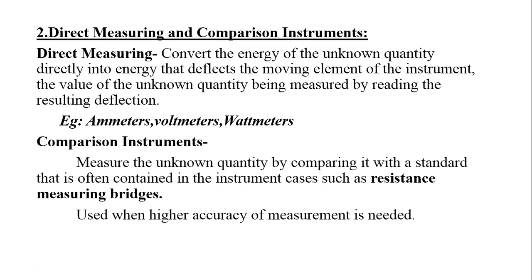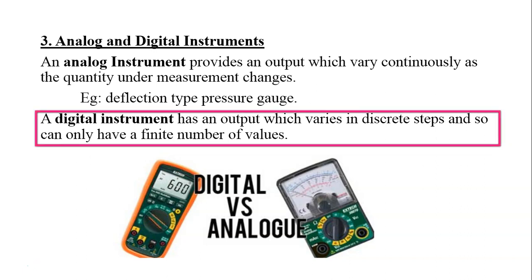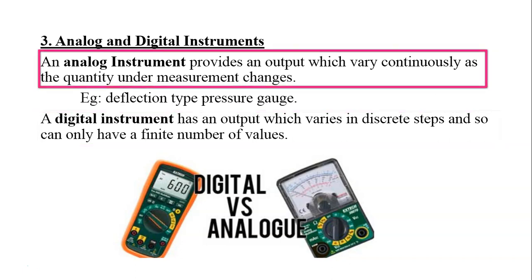The next classification of instruments is analog and digital instruments. From the figure we can see what an analog instrument and a digital instrument are. A digital instrument's output will be in discrete steps or in terms of a finite number of values, whereas an analog instrument provides an output which varies continuously as the quantity under measurement changes.